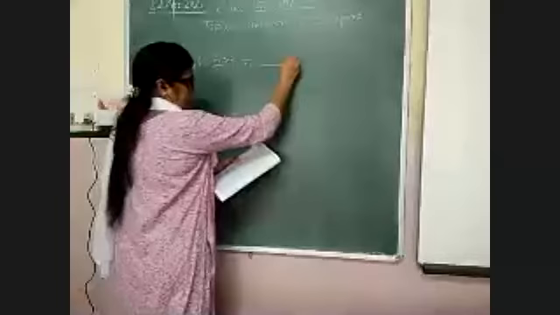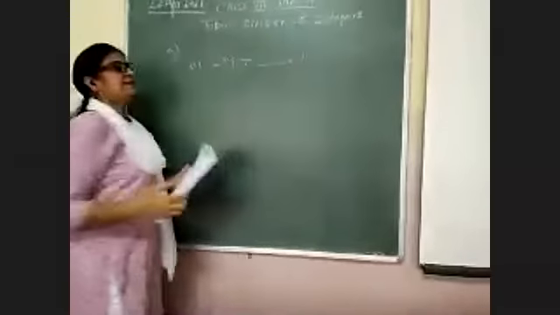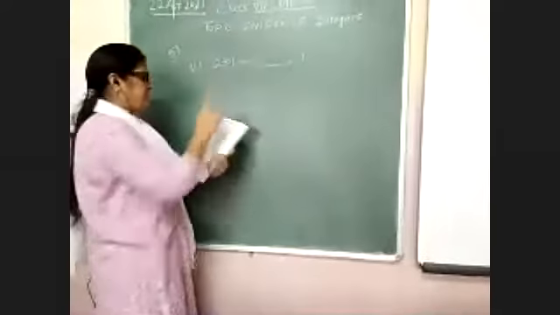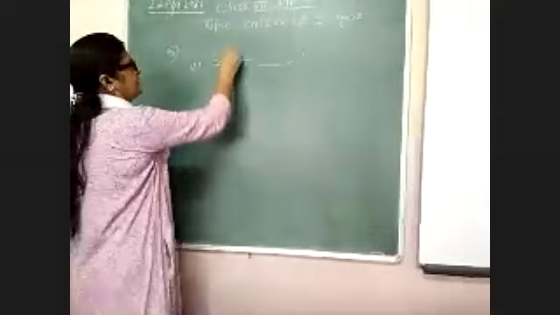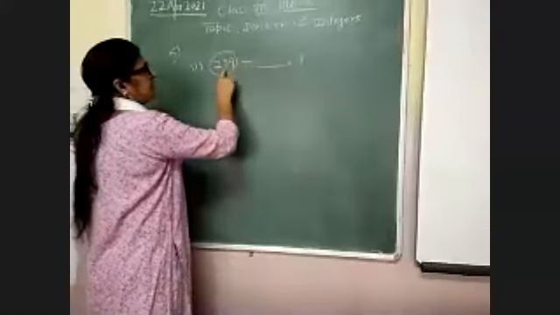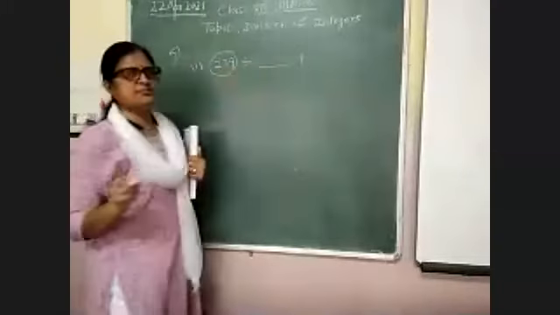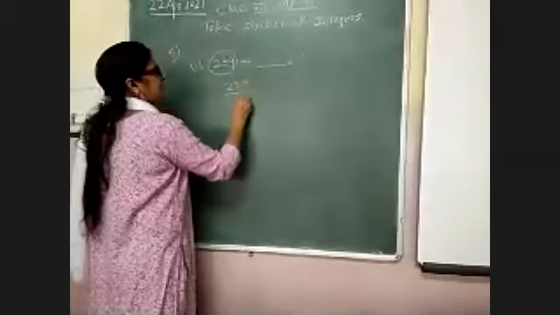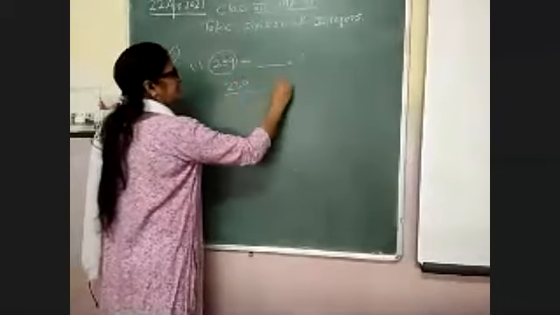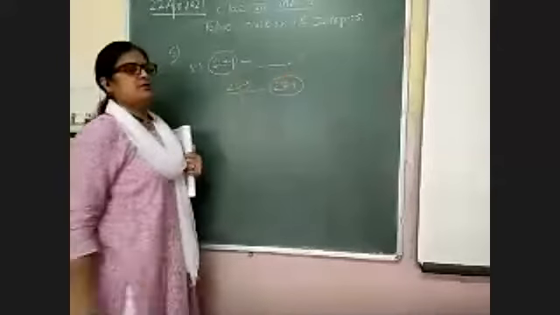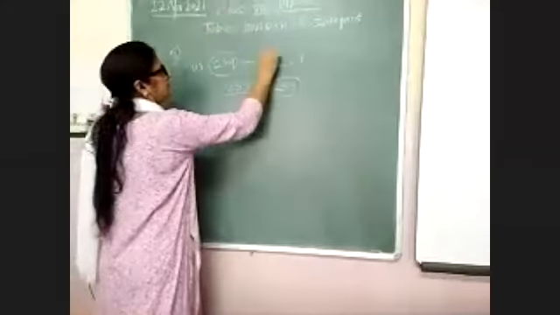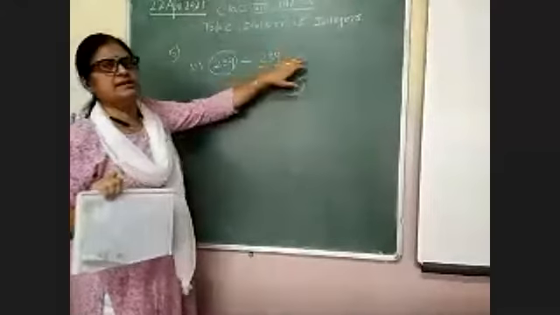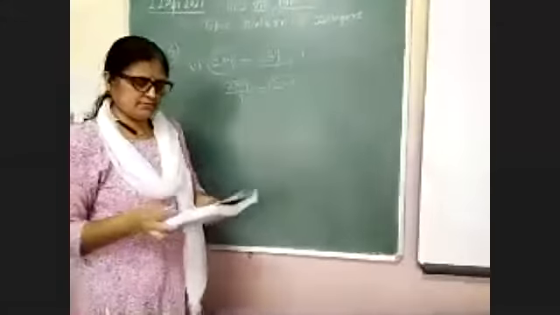239 divided by blank. यहाँ पर आपको दे नहीं रखा, इसे आपको फिल करना है. So how will you fill this? Which number divided by 239 gives the answer 1? So you will divide 239 by 1. 239 is divided by 1, your answer is 239. So you fill in this number. When 239 is divided by 239, your answer becomes 1.